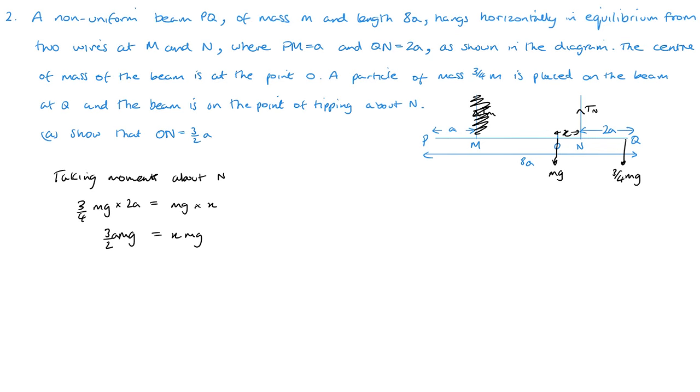And oh, that's the a as well. So M's will cancel, G's will cancel, so x equals 3/2 a. And that is what we wanted to find for part A. Now let's look at part B.